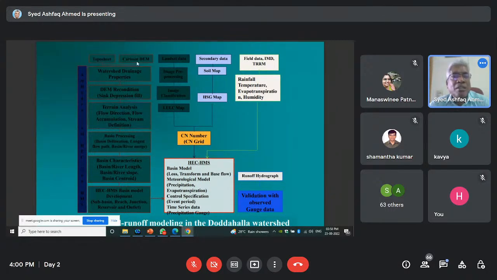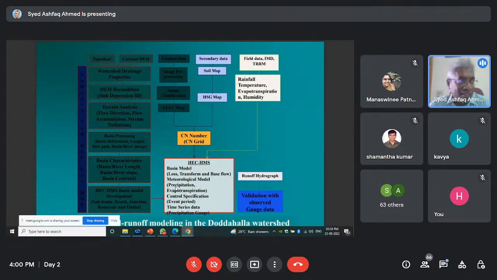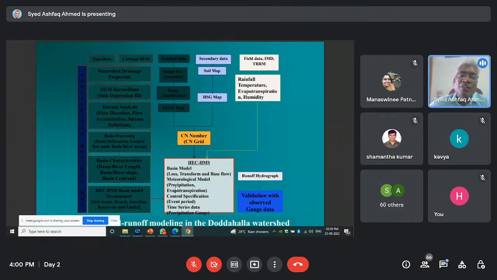Similarly, you can see topo sheet or DEM, the digital elevation model. From this, along with the HEC-HMS model software, we are going to find out the runoff. And this runoff will give the exact amount of water that has come into the watershed and the amount of water that is going out of the watershed, including evapotranspiration. During summer there will be very heavy evaporation and evapotranspiration. During winter it will be very low. Likewise, the runoff also depends upon the land use pattern and how much water we are using. All those parameters we have to take into consideration to find out the amount of runoff.